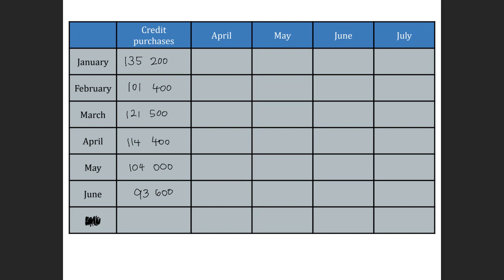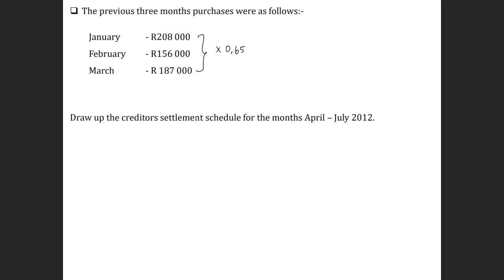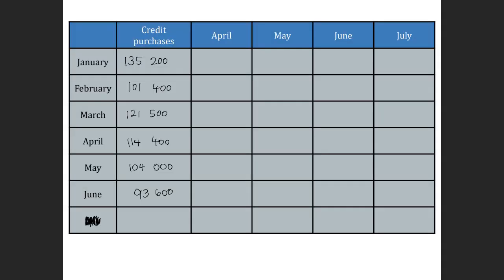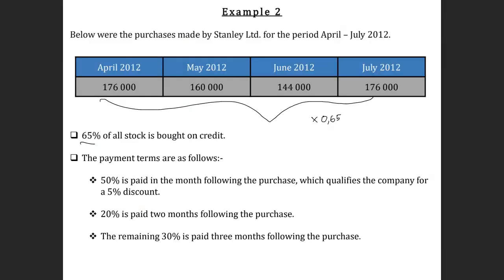We've worked out 65%, which was on credit. Let's work out, according to the schedule, what will be paid in either April, May, June, or July. So here you are starting with the month of January. Remember, that is the first month in your schedule. And the schedule said to us 50% is paid for in the month following the purchase here. So if the purchase takes place in the month of January, that would be February.